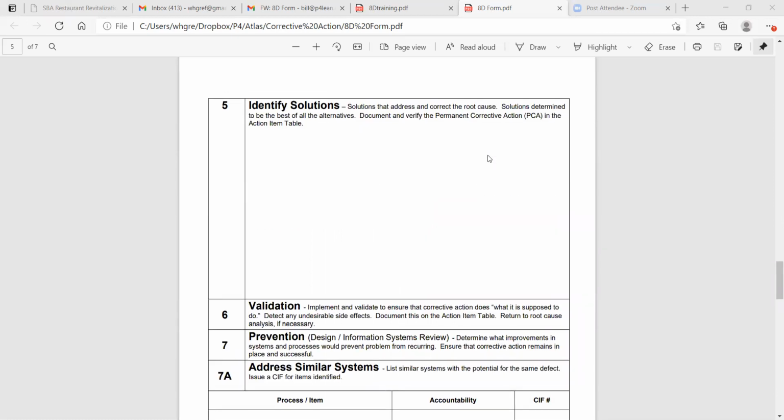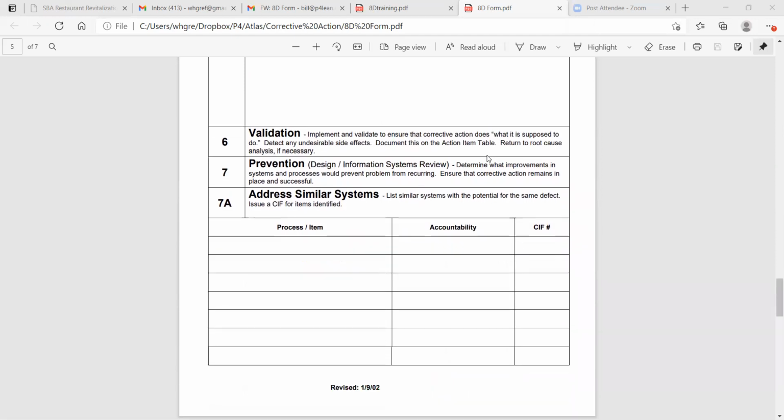5, identify solutions. That goes in this box. They address and correct the root cause. They're determined to be the best of all the alternatives. Document and verify the permanent corrective action in the action item table. 6 is validation. Did it work? How do we know? It's got to be in numbers.